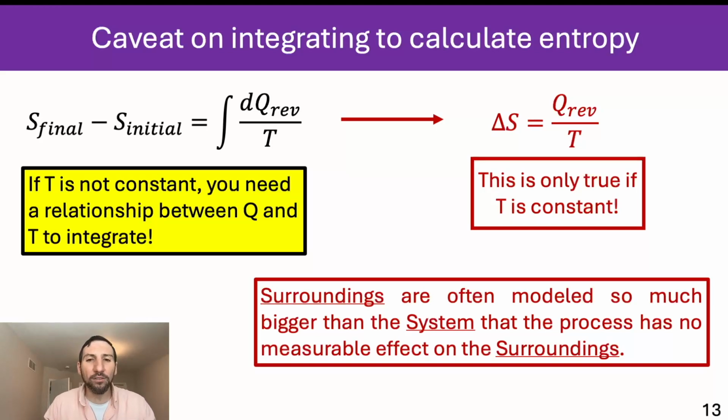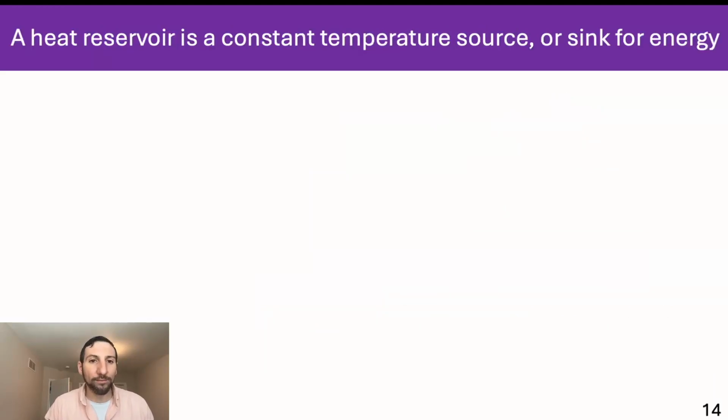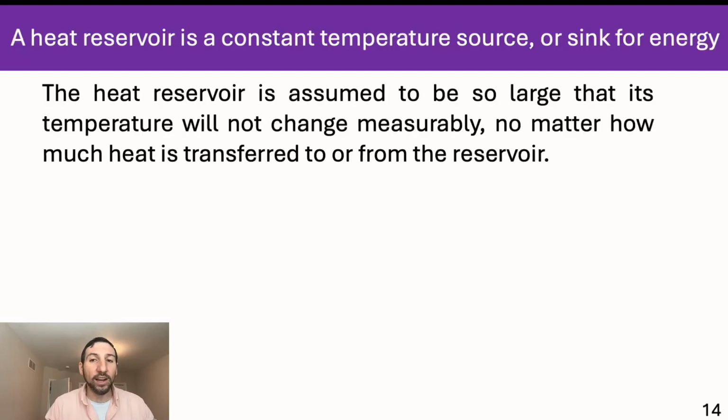An example of when you may have a very large system that maintains a constant temperature would be a heat reservoir. This is where we have a constant temperature source or sink for energy. A heat reservoir is assumed to be so large that its temperature will not change measurably no matter how much heat is transferred to or from the reservoir.